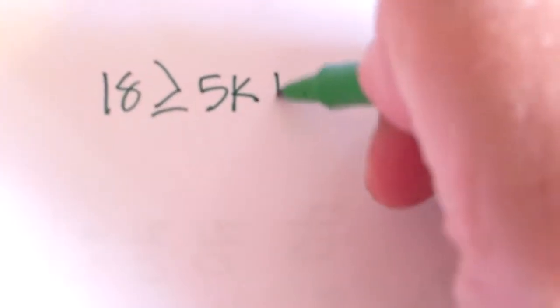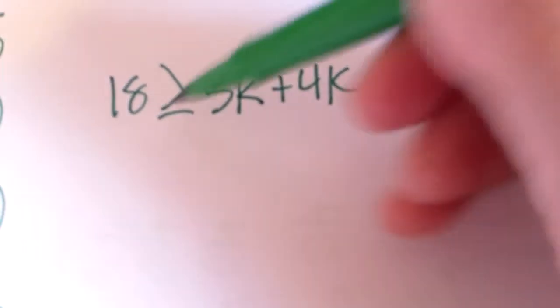All right, number 4 is, man, my hand gets tired when I hold this thing. I got to figure out a better way. Number 4 is 18 is greater than or equal to 5k plus 4k. Oh, this is going to be so easy.